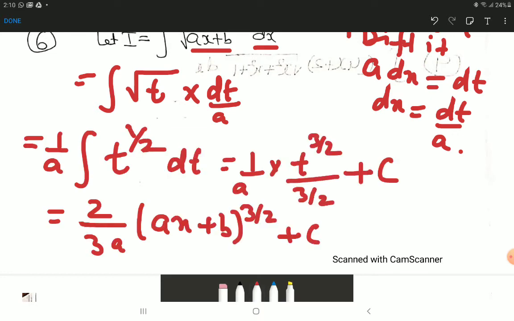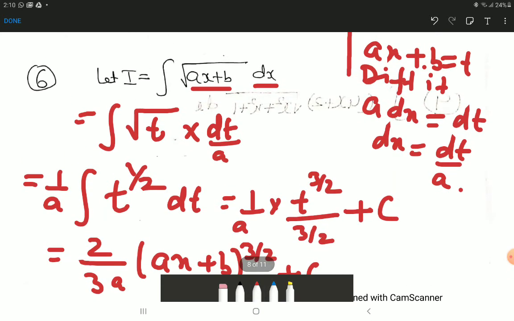You can revisit it once again. The more times you revisit it, your learning will be more sharp and permanent. I assumed ax plus b to be t, differentiated it, got the value of dx. ax plus b is t, so it becomes root t into dt by a. 1 by a is constant, taken out, and then I have applied the integration of x raised to power n dx formula. So I request all of you to go through it carefully, solve it in your notebook.